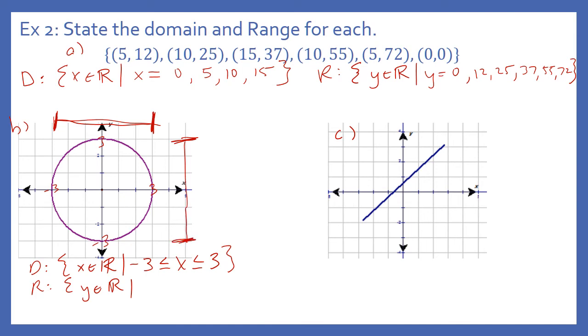Our range, y is the element of the real number set, and same idea. Range only has to do with the y values, and my graph only exists between those 2 endpoints and everything in between. So lowest number less than or equal to y, less than or equal to the biggest number.